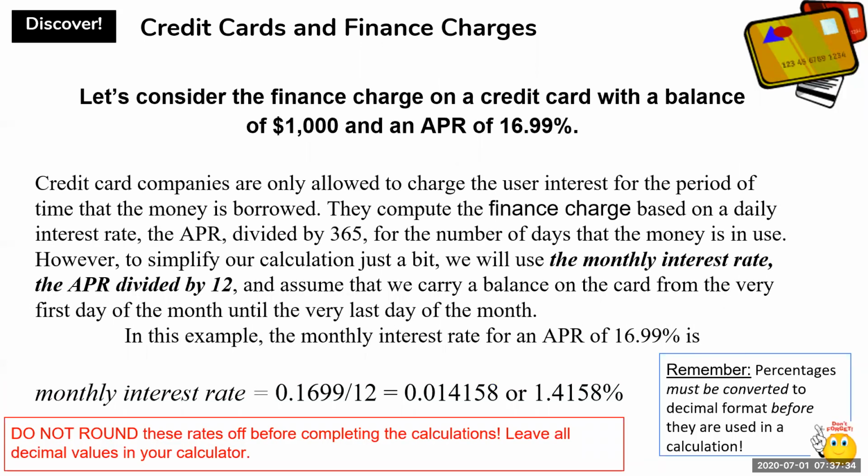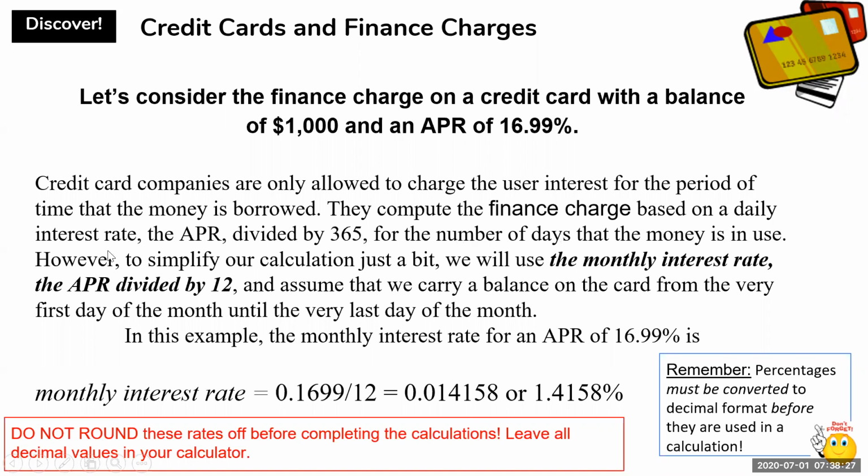Good. Now, credit cards and finance charges. Let's consider the finance charge on a credit card with a balance of $1,000 and an APR of 16.99%. Okay, that will be our first consideration. Credit card companies are only allowed to charge the user interest for the period of time that the money is borrowed. So if you carried over a balance of $150, the number of days it took you to carry over that balance is the time for which interest will be charged. If it took 5 days, usually they will divide, and we will do the division right here for you to see how this is done.